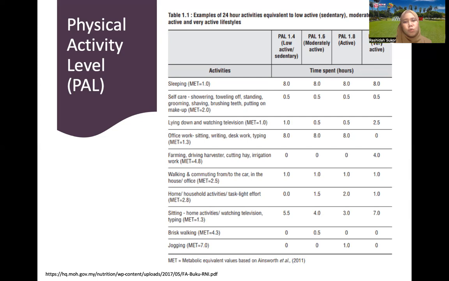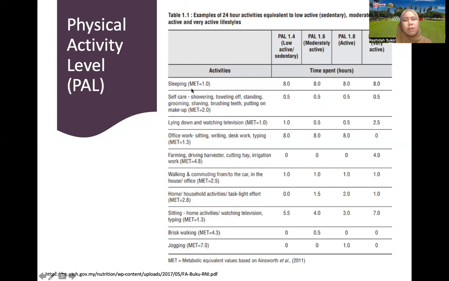This is to tell you the physical activity level, with examples of 24-hour activity. If you think you are sedentary, I would say I'm actually at 1.4, because most of my time I sit in front of the computer. So it's sedentary, at least for me, but I'm not sure. Maybe you are very active, or moderately active, or active. If you have a higher PAL, that means you burn more; your energy expenditure is more.